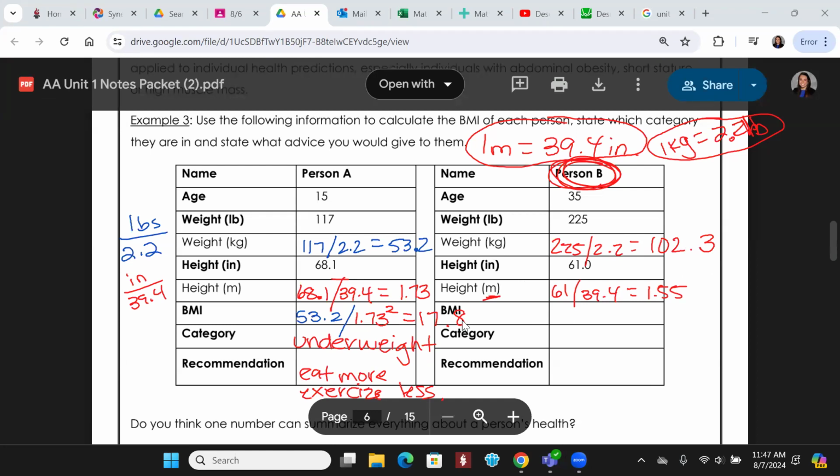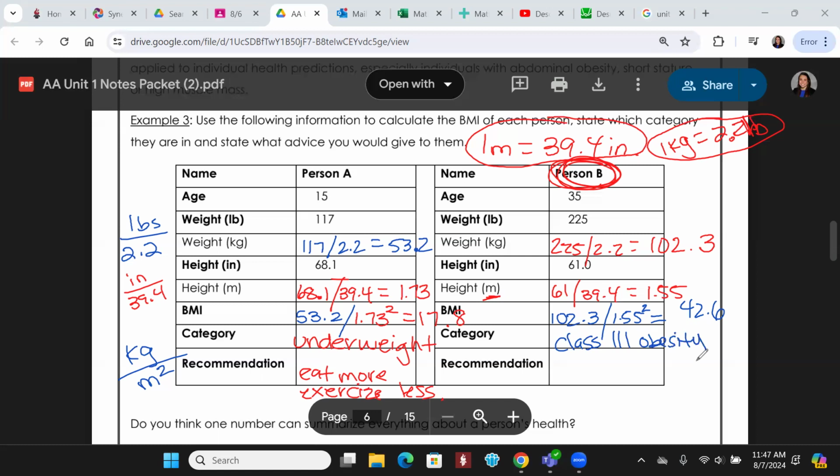The last thing, we're going to calculate our BMI. So we're going to take our weight, which is 102.3, and divide it by 1.55. Somebody asked me, do you always square it? Yes. Remember, our formula is our kilograms divided by our meters squared. And that's going to give us 42.6. Looking at your categories, what is this considered? Class 3 obesity.